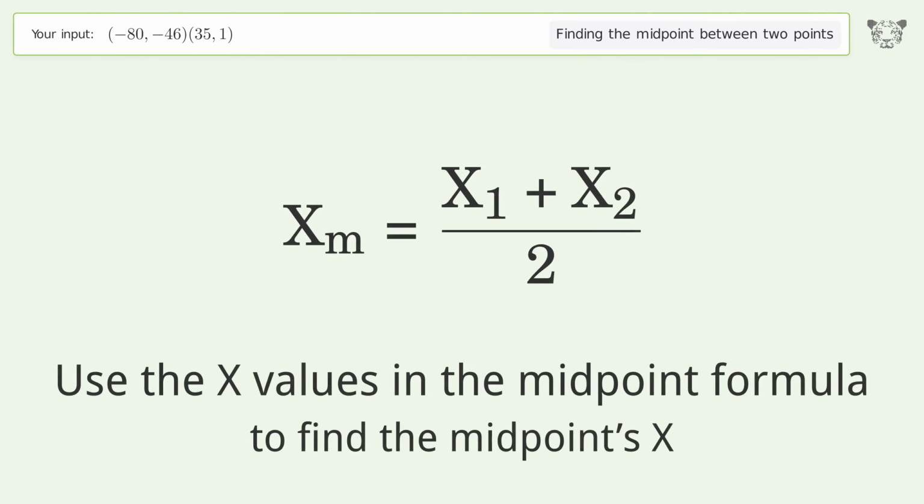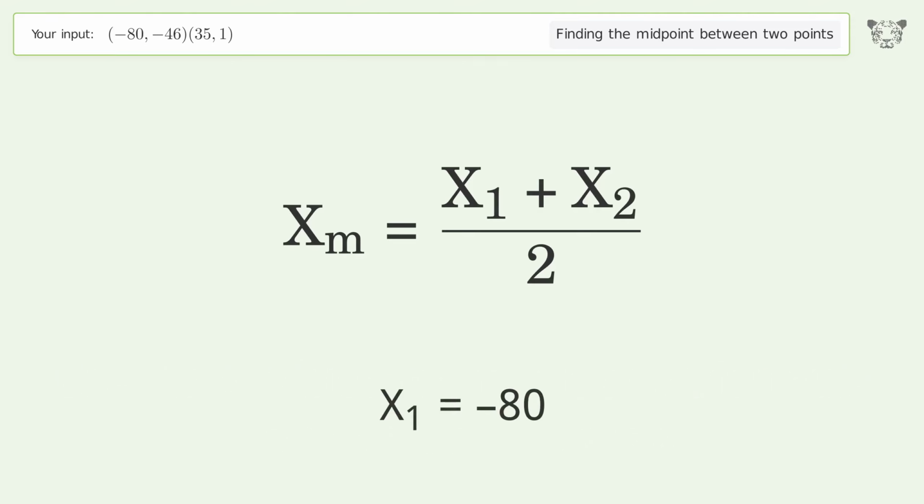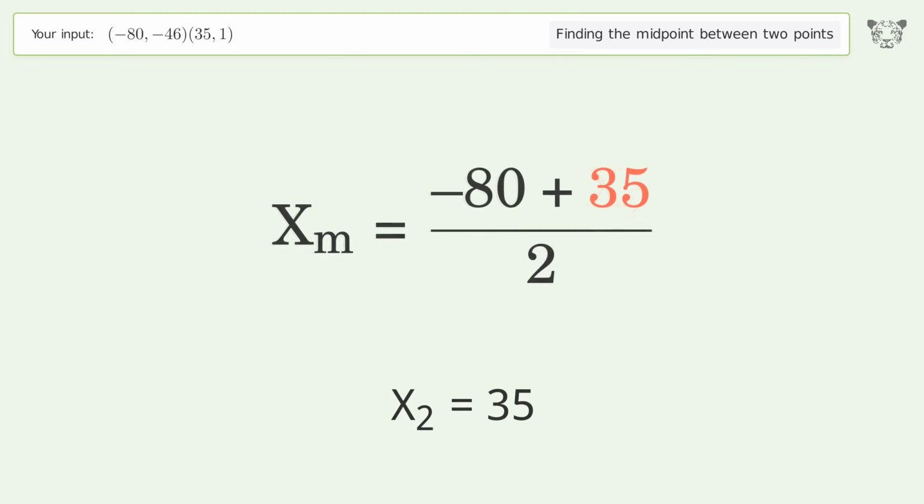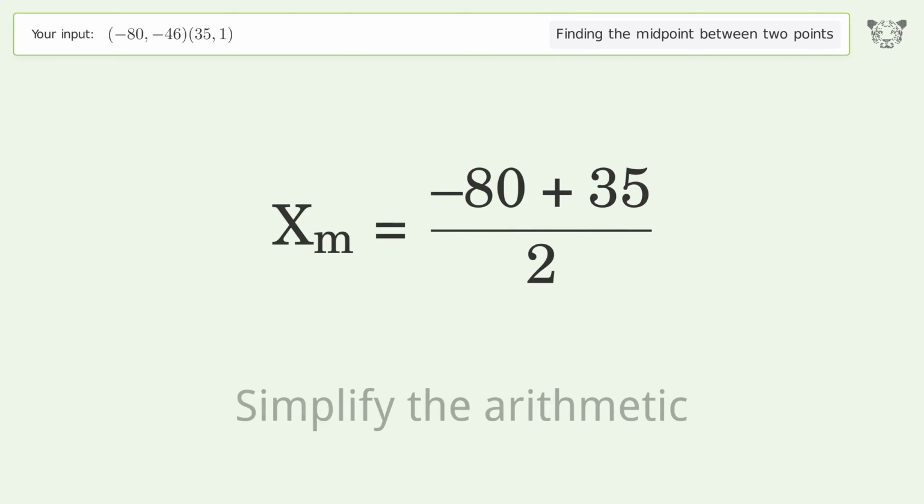Use the x values in the midpoint formula to find the midpoint's x. x1 equals -80. x2 equals 35. Simplify the arithmetic.